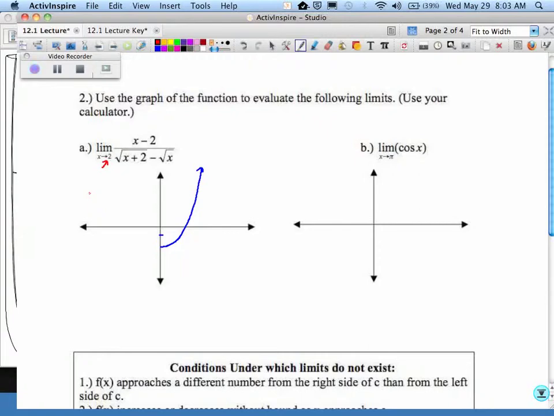We end up with 0 divided by 2 minus the square root of 2. That's going to be an ugly decimal, but it's an answer. So 0 divided by something works. It is 0. It's right there.